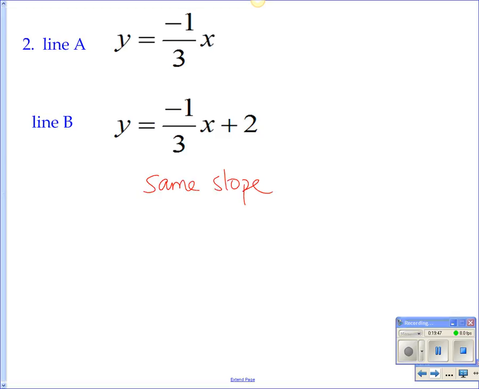Okay. Tamara, what's different about those lines? This one has a +2 and this one doesn't. This one, you could think about it, has a 0. So Tamara, this would be our B if we were naming it. What does B stand for? Flip your paper over and look. What does B stand for? Y-intercept. So they have different y-intercepts. Okay. One has a 0 and one has a 2.